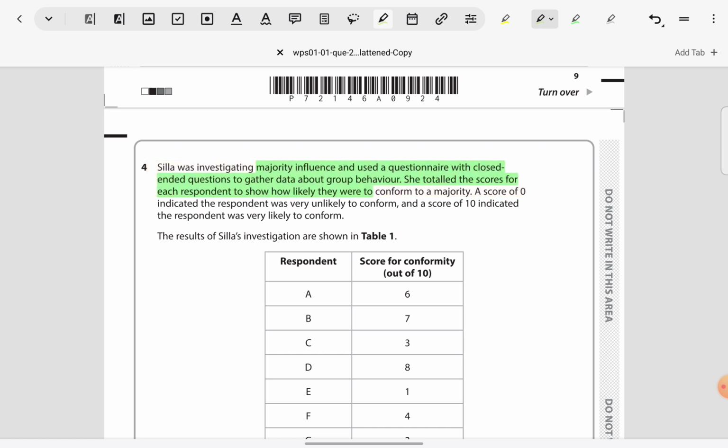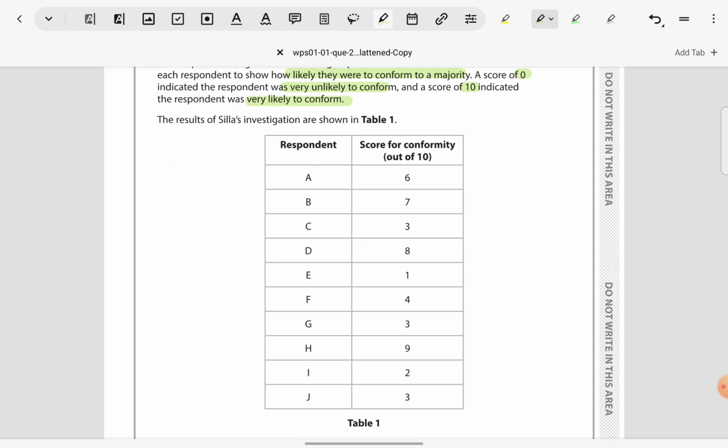She totaled the scores for each respondent to see how likely they were to conform to the majority. A score of 0 indicated they were very unlikely to conform, and 10 indicated that they were very likely to conform. So basically she's done some study and scored participants on their conformity. In the table we can see her results.